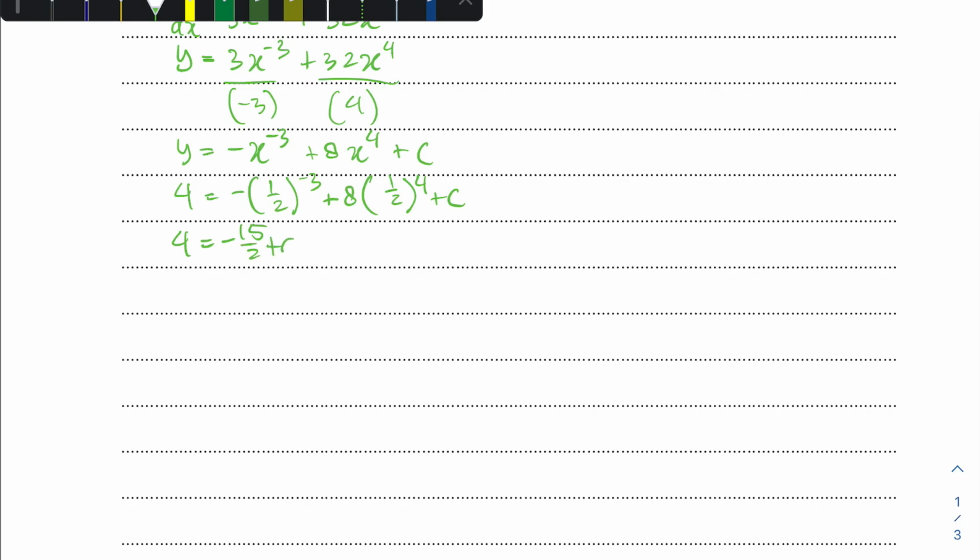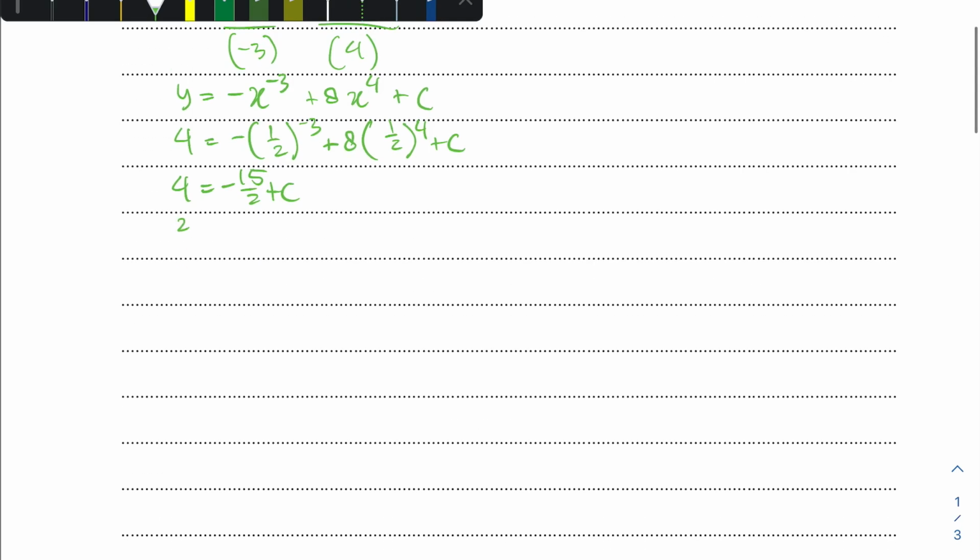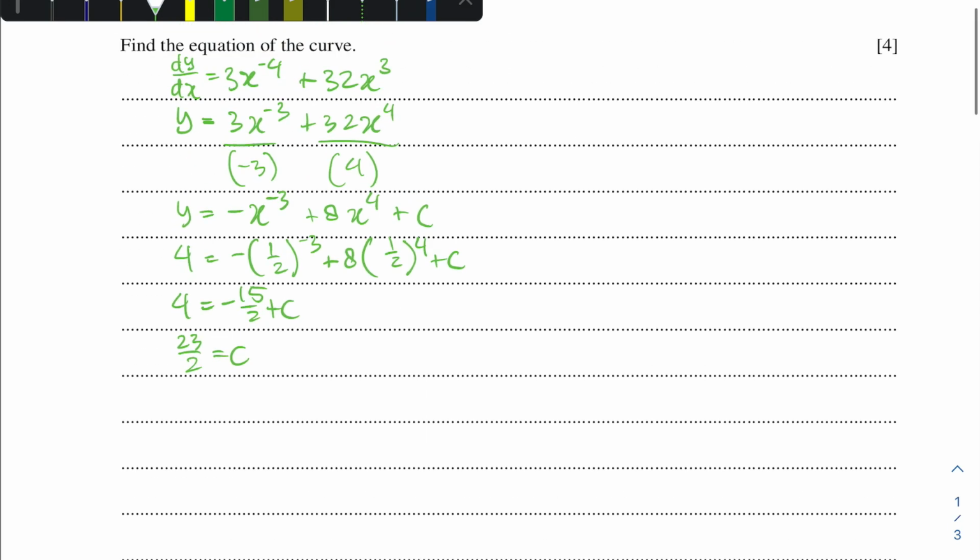Over 2 plus c. Alright, hold on. Okay, there you go. So the answer is 23 over 2 equals C. Now I can just substitute this number, which is 23 over 2, into this equation. Simply, we're going to copy paste this equation.